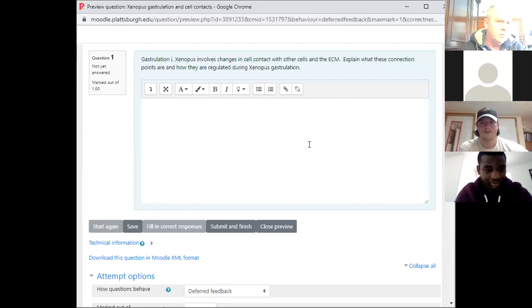Gastrulation in Xenopus involves changes in cell contact with other cells and the extracellular matrix. Explain what these connection points are and how they are regulated during Xenopus gastrulation. So this is chapter 7. We haven't really talked about this yet. Cell contact with other cells, I did say a little bit at one point. That's your cadherin junctions. And with the ECM is your focal adhesions, which are integrins.